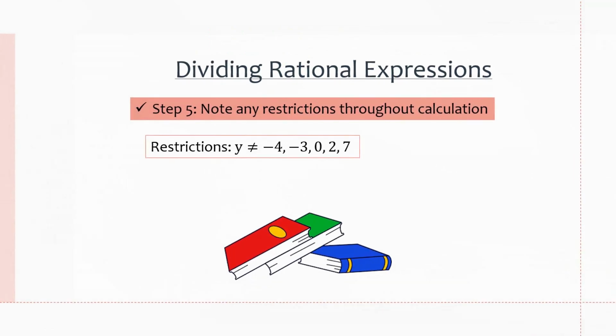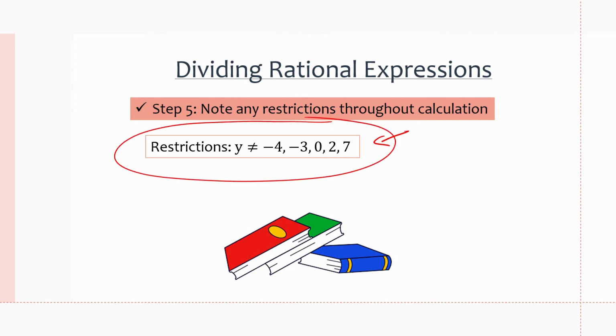And finally, for step 5, we want to note all the restrictions we have found throughout the evaluation process. And remember, we found restrictions on 2 of the steps, and right here, we note them all down in one final box. So we can see that the multiplication and division processes for rational expressions are very, very similar. But we can also see that both processes end in multiplication. Because even when we divide rational expressions, we can just multiply by the reciprocal.